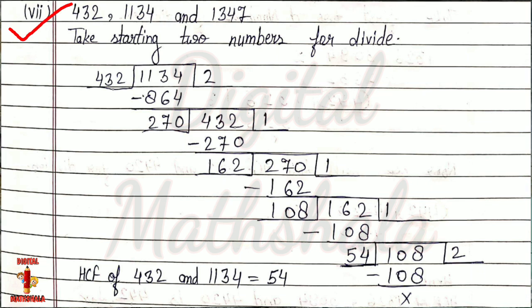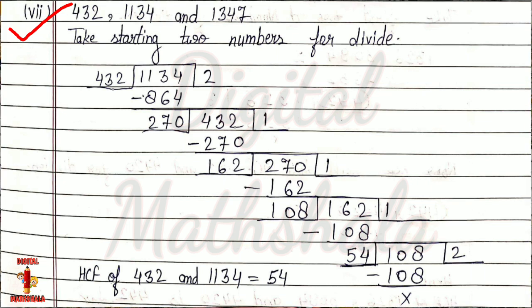So as we know that all the numbers are arranged in ascending order, first we take the starting two numbers for the division. If you do not arrange according to ascending order, then also you can find the HCF. There is no difference between both the methods, but I like to arrange in ascending order. That will be good. So first we start dividing.